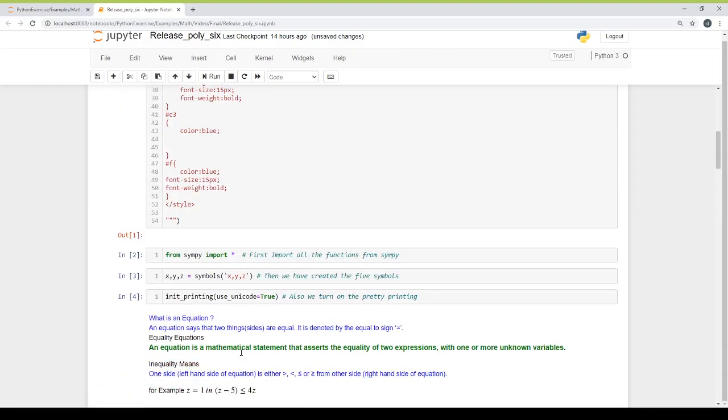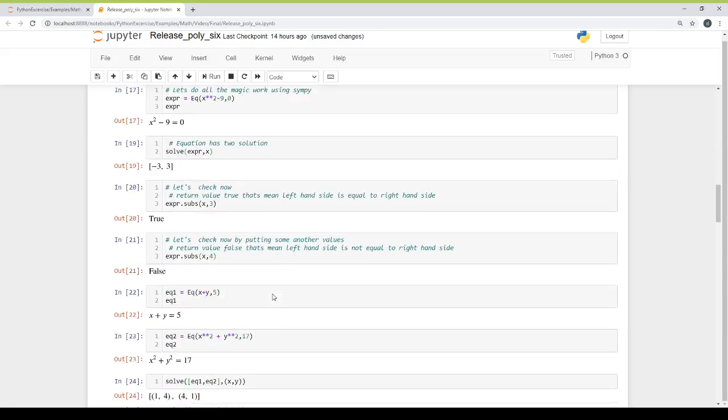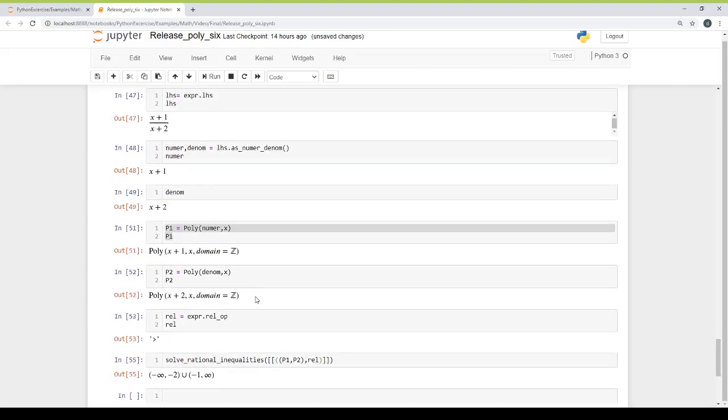So in this video we have seen what an equation is. This is a very important video. What is an equation, what is an inequality, what is a solution, and we have done all of it practically using the Sympy package.